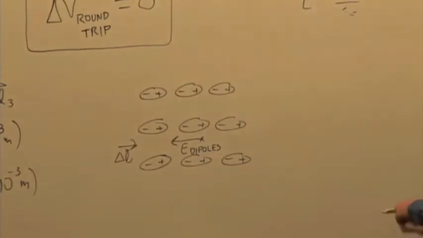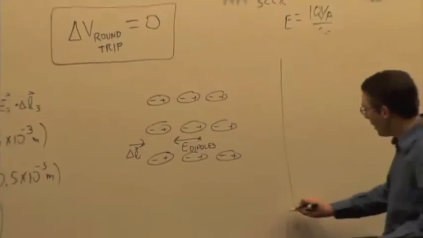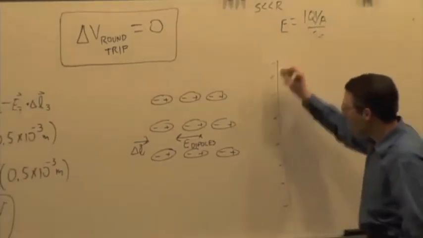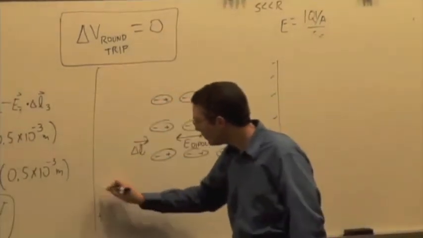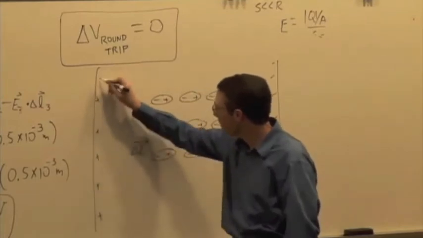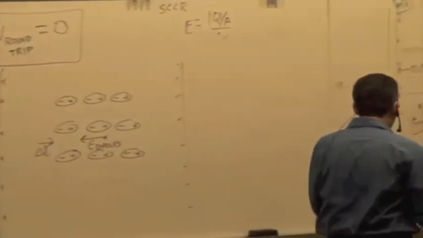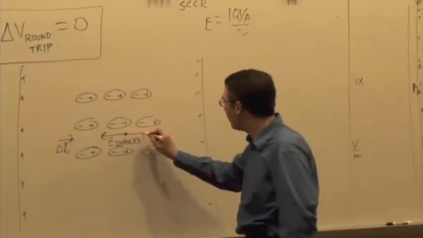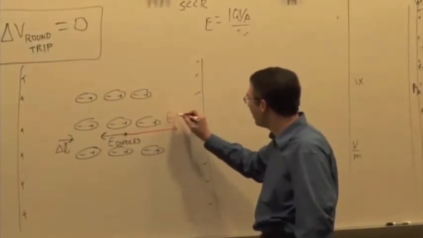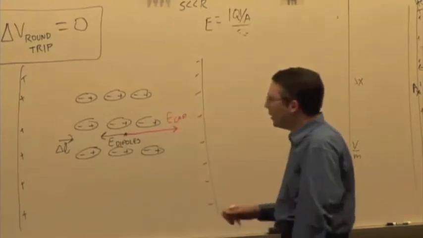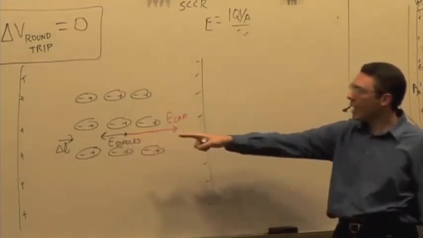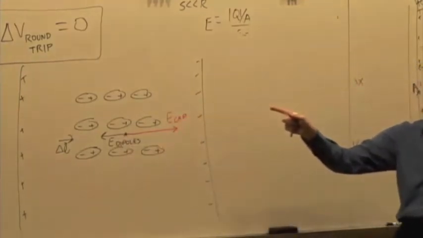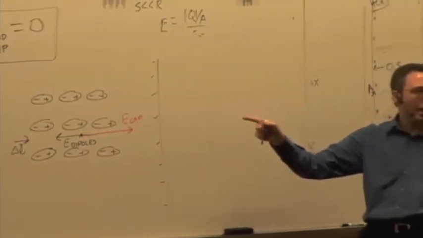but it's still inside the capacitor. So here's our capacitor again. This was negative and this was positive, we still have an electric field due to the capacitor pointing in that direction. But is E of the dipoles equal to E of the capacitor? You think that's going to be true? Probably not, right? In a metal it was.